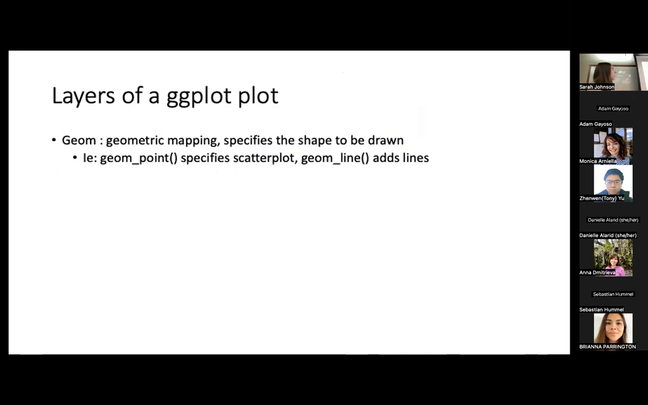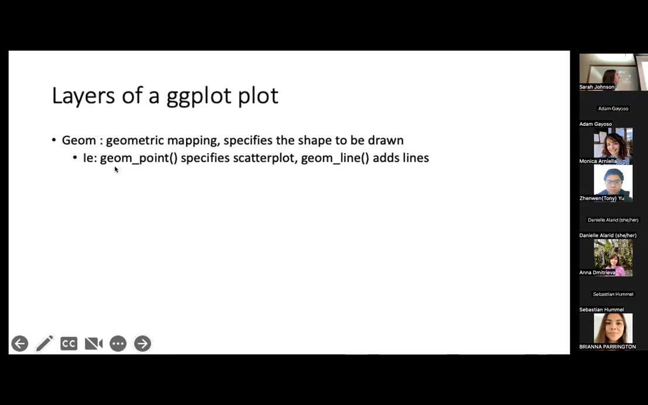So with that, I thought I'd just start by actually talking about the layers of a ggplot. It's a different way of plotting in that everything has layers, and there are different layers. The first layer, which I think is probably the most important, is the geoms. They're called geoms, which stands for geometric mapping, and it specifies the shape to be drawn. I think a lot of this will make more sense when we look at examples.